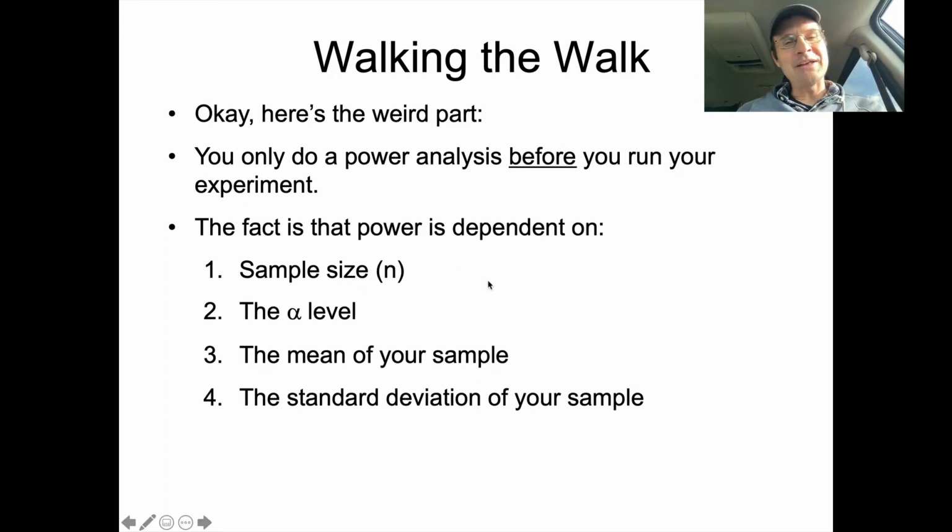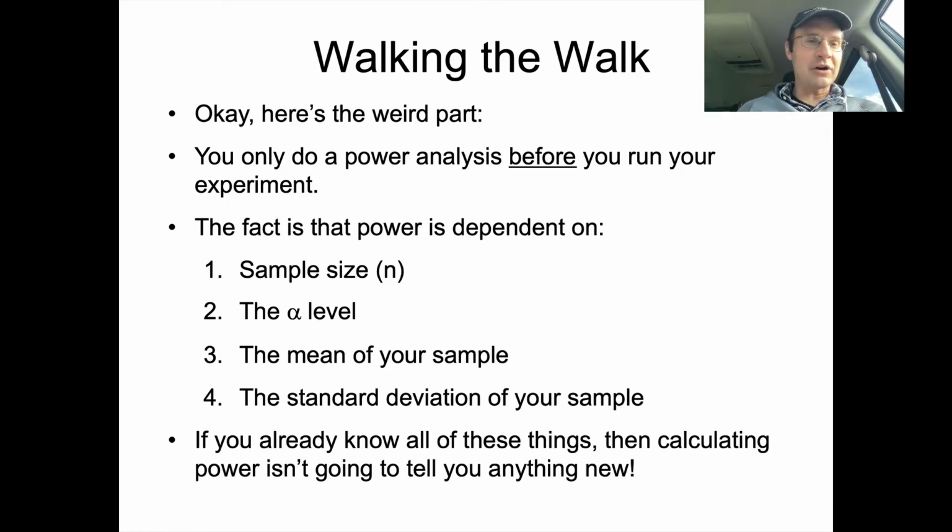So power is dependent on your sample size, or n. It's dependent on your alpha level, and I mentioned before that we can change both of these things at will. The two things that we can't change entirely at will are number 3 and 4, which is the mean of our sample, and then the standard deviation of the sample as well. Those depend on what data we get from the real world. The problem is, though, that if you already know all these things, and you know all these things once you're done running your experiment, then calculating power is not going to tell you anything new. So there's no point in adding a fifth number to all four of these. It's just already there, basically.